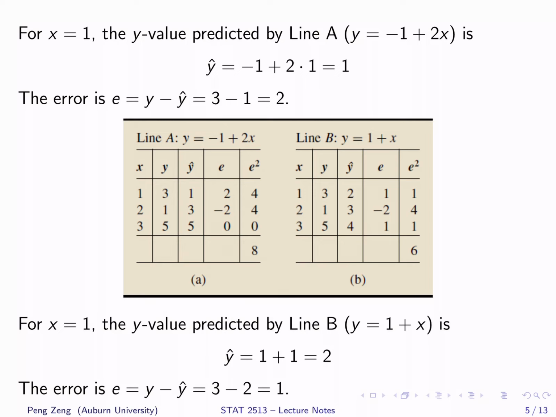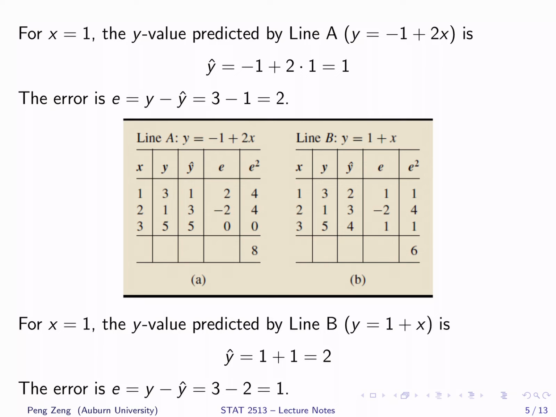We can do similar calculations for the second line, B. The linear equation is y equals 1 plus x. The predicted value of y is y hat equals 1 plus 1 equals 2. The error is E equals y minus y hat equals 1. We can calculate the predicted value of y and error for all data points for line A and B. The results are displayed in the table. The errors can be positive or negative.